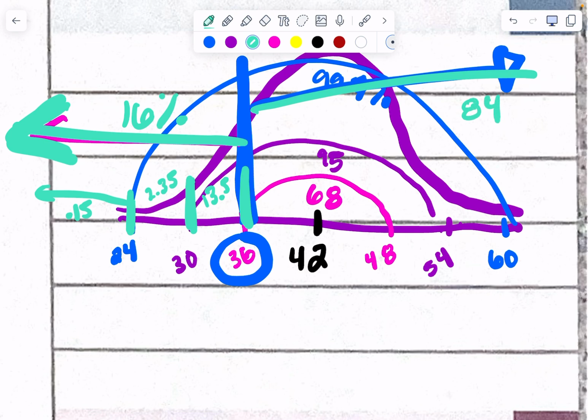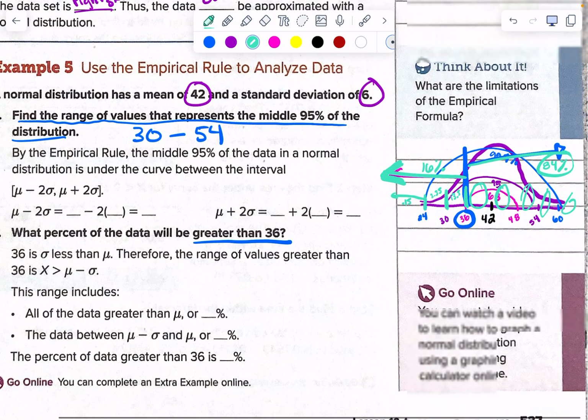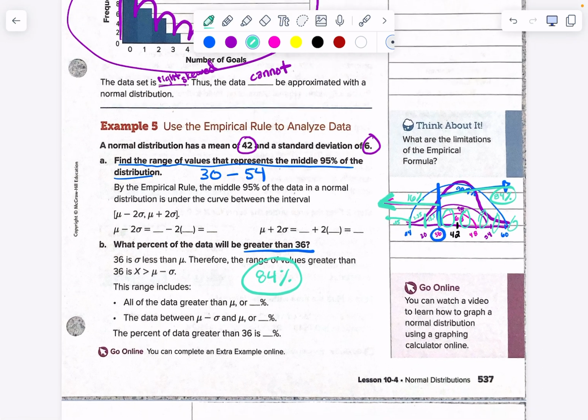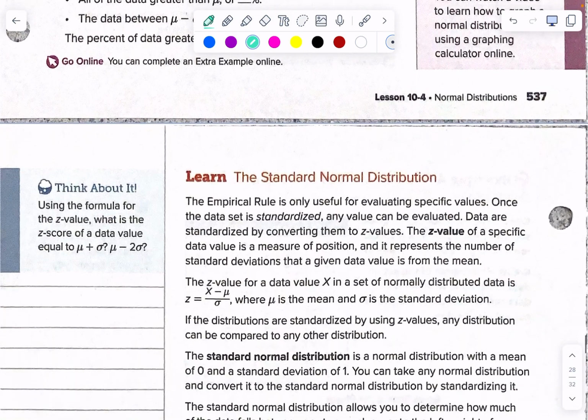84%. Now you can go through and add all of these percentages together, but it might be easier to subtract. So 84% of your data, that would have been part B. What percent of the data would be greater than a 36? 84%. Questions about that? I like this stuff.